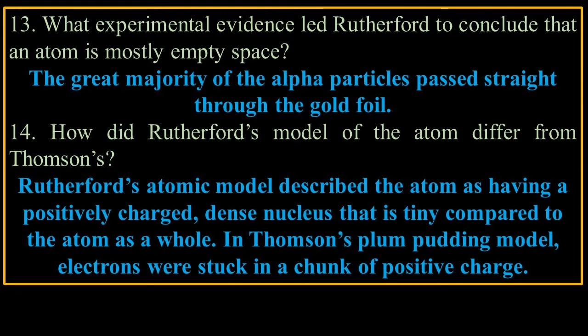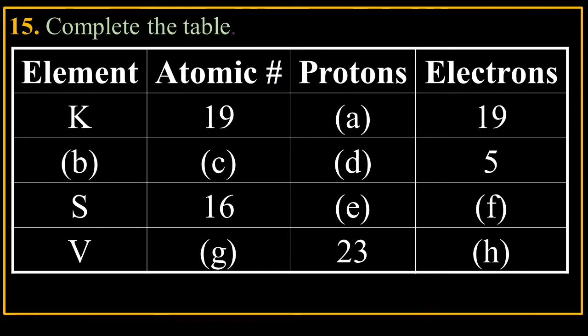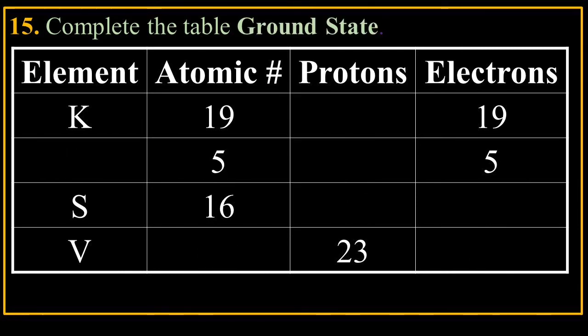Rutherford's atomic model described the atom as having a positively charged, dense nucleus that is tiny compared to the atom as a whole. In Thomson's plum pudding model, electrons were stuck in a chunk of positive charge, the plum pudding. All right, here's a chart, and use a periodic table.